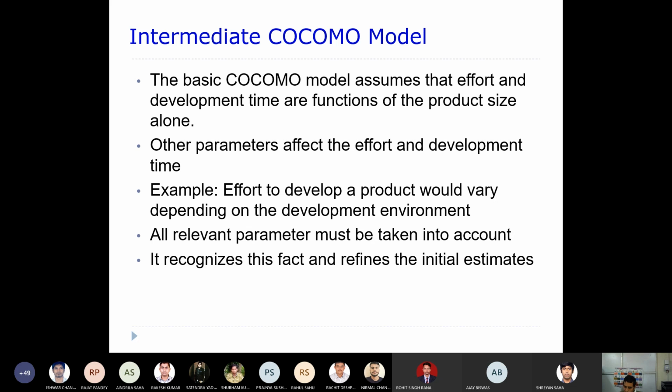So you need to understand it this way, right? That is what I'm trying to say. This is not considered as part of basic COCOMO. All relevant parameters must be taken into account. It recognizes this fact and refines the initial estimates. If you take the development environment into consideration while calculating the effort, you are going to refine your estimates.